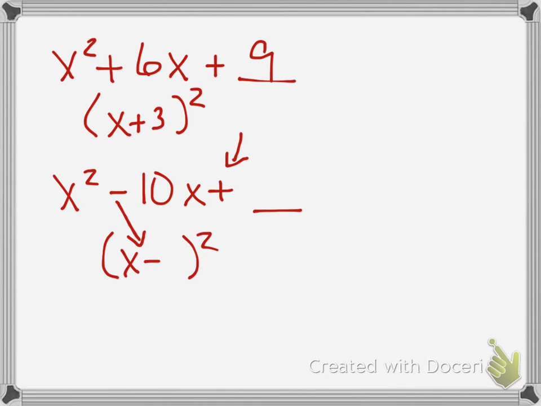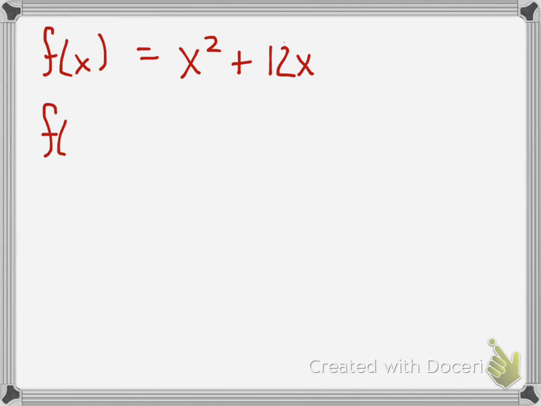Negative 10 divided by 2 is negative 5. Negative 5 squared is positive 25. That allows us to complete the square. We've now completed the square by putting the 9 and the 25, which allows us to factor it down to x plus 3 squared or x minus 5 squared. Well, that's all nice and dandy, sir, but what does that have to do with quadratic equations? Well, why don't we go ahead and find out?